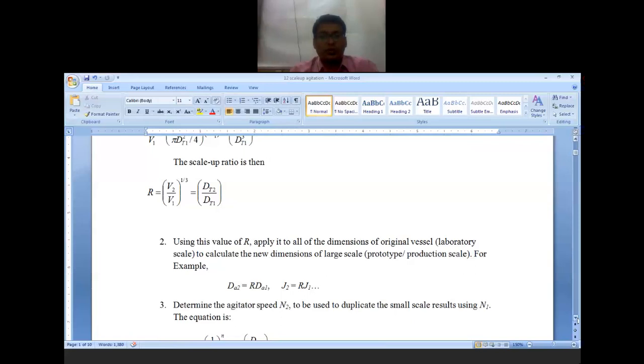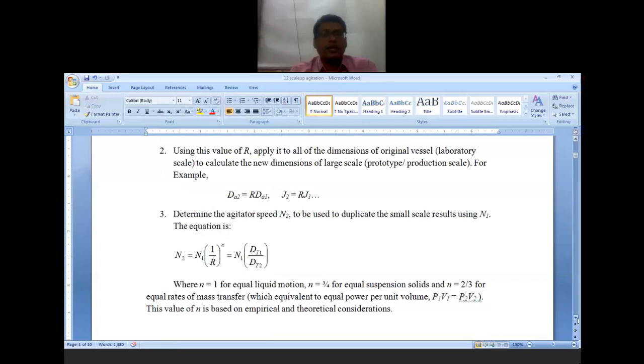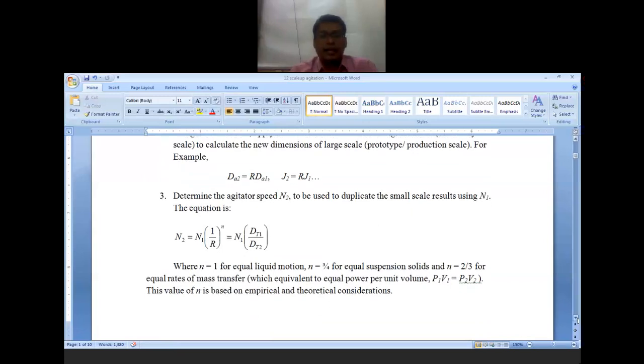So dA2 is equal to R dA1. For generalization, J2 is equal to R J1. That is what we can generalize. Then determine the agitator speed N2 to be used to duplicate the small scale results using N1.